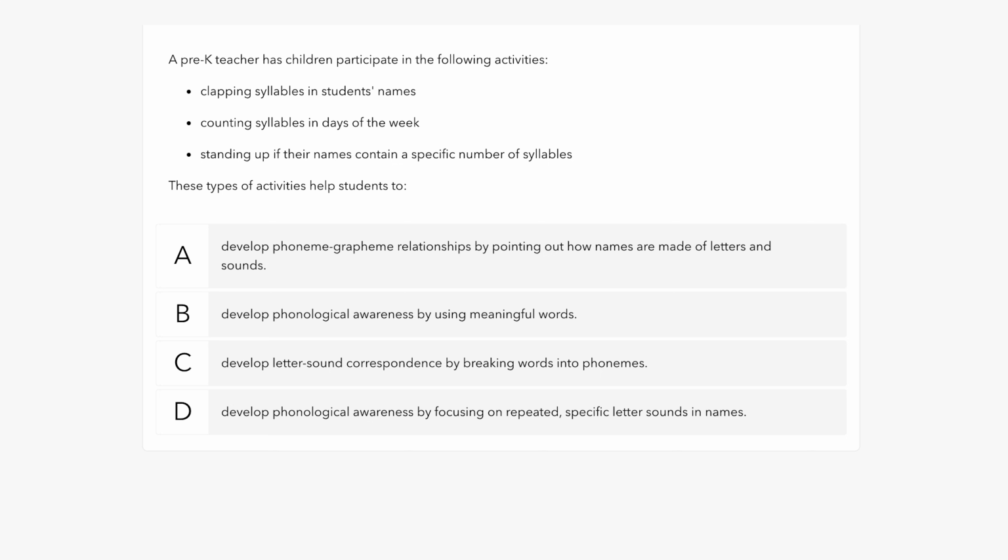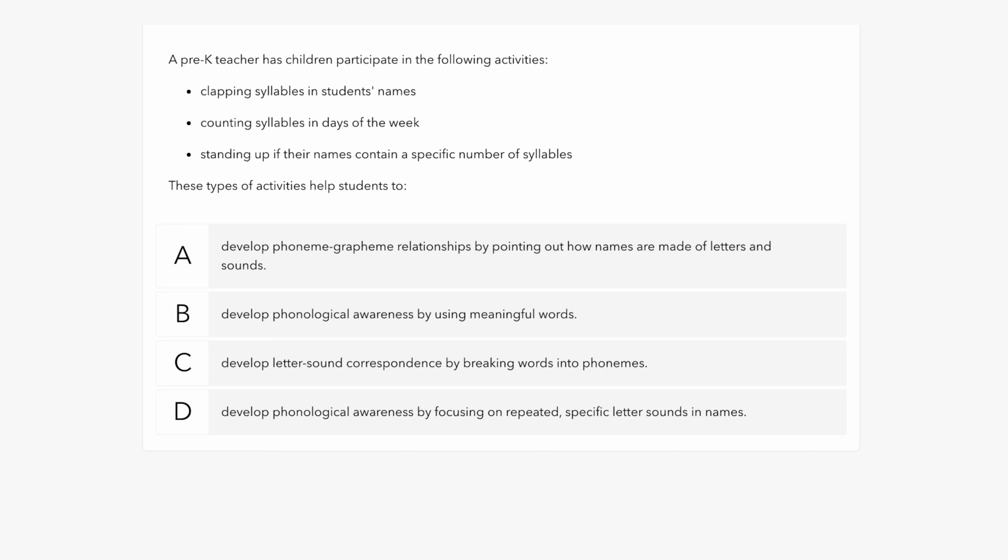These types of activities help students to A. Develop phonological awareness by focusing on repeated specific letter sounds and names. B. Develop phonological awareness by using meaningful words. C. Develop letter sound correspondence by breaking words into phonemes. Or D. Develop phoneme-grapheme relationships by pointing out how names are made of letters and sounds.